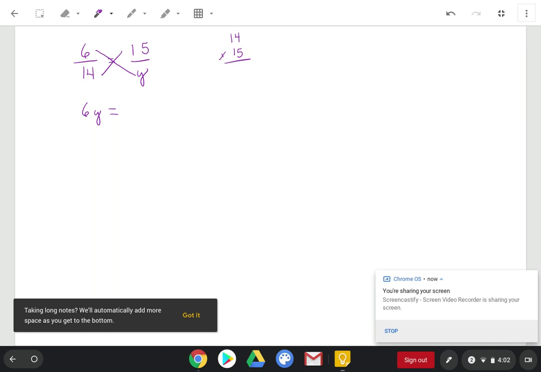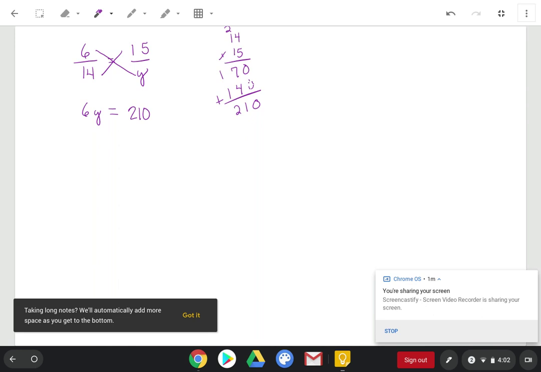4 times 5 is 20. Write down my 0, carry the 2. 5 times 1 is 5 plus 2 is 7. I'm going to annex 0, and 1 times 4 is 4. 1 times 1 is 1. I'm going to add that up. That gives me 0. 7 plus 4 is 11. Write down the 1, carry a 1. 1 plus 1 is 2. So 14 times 15 is equal to 210.